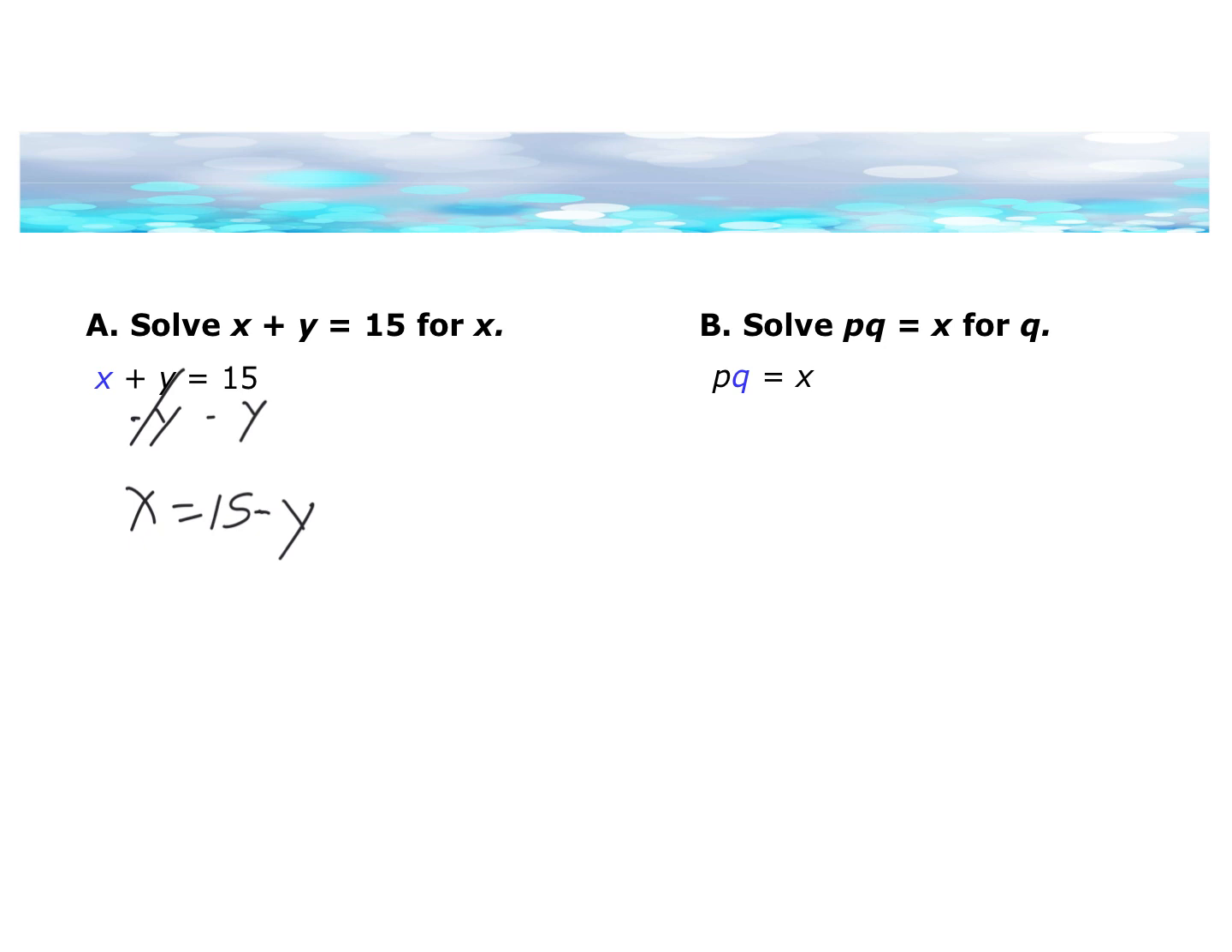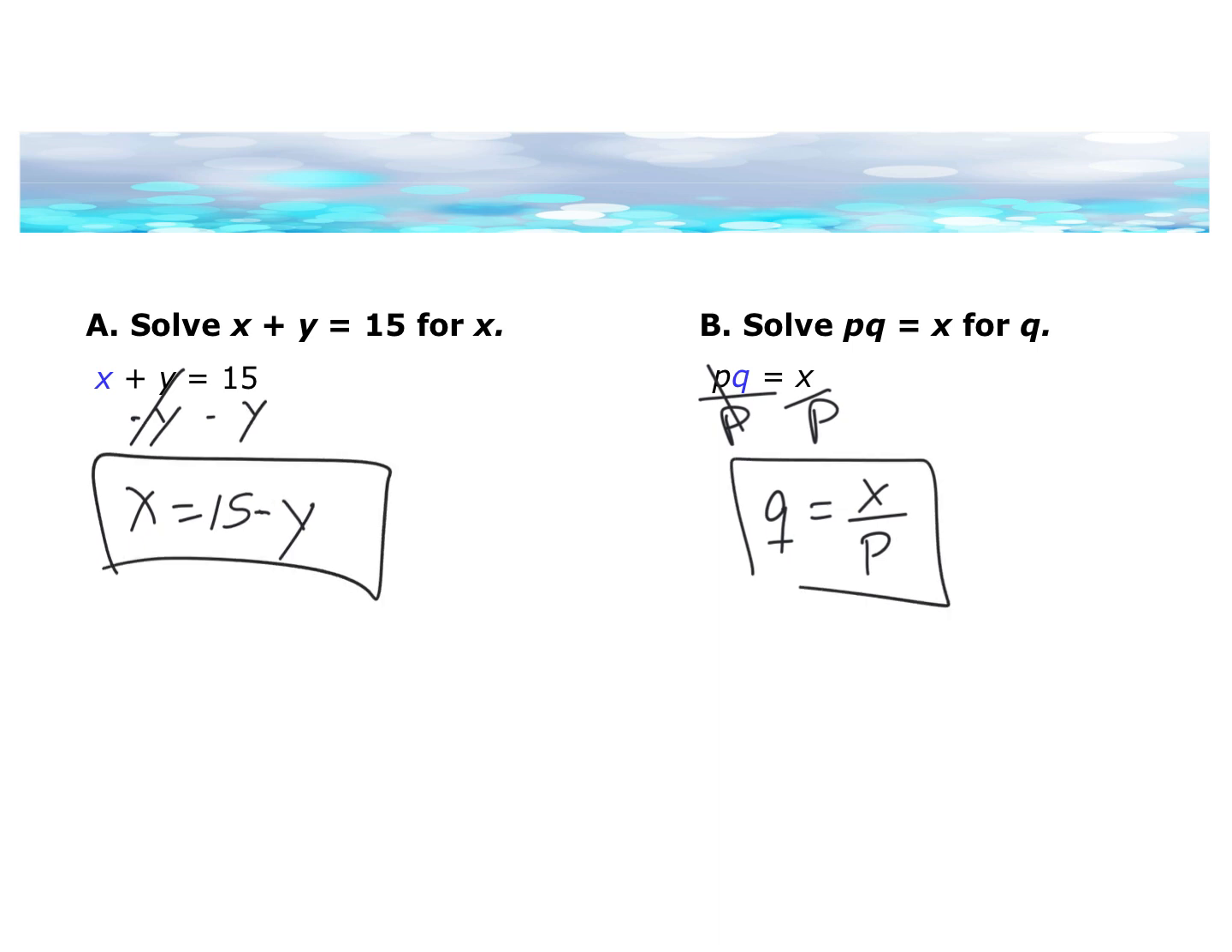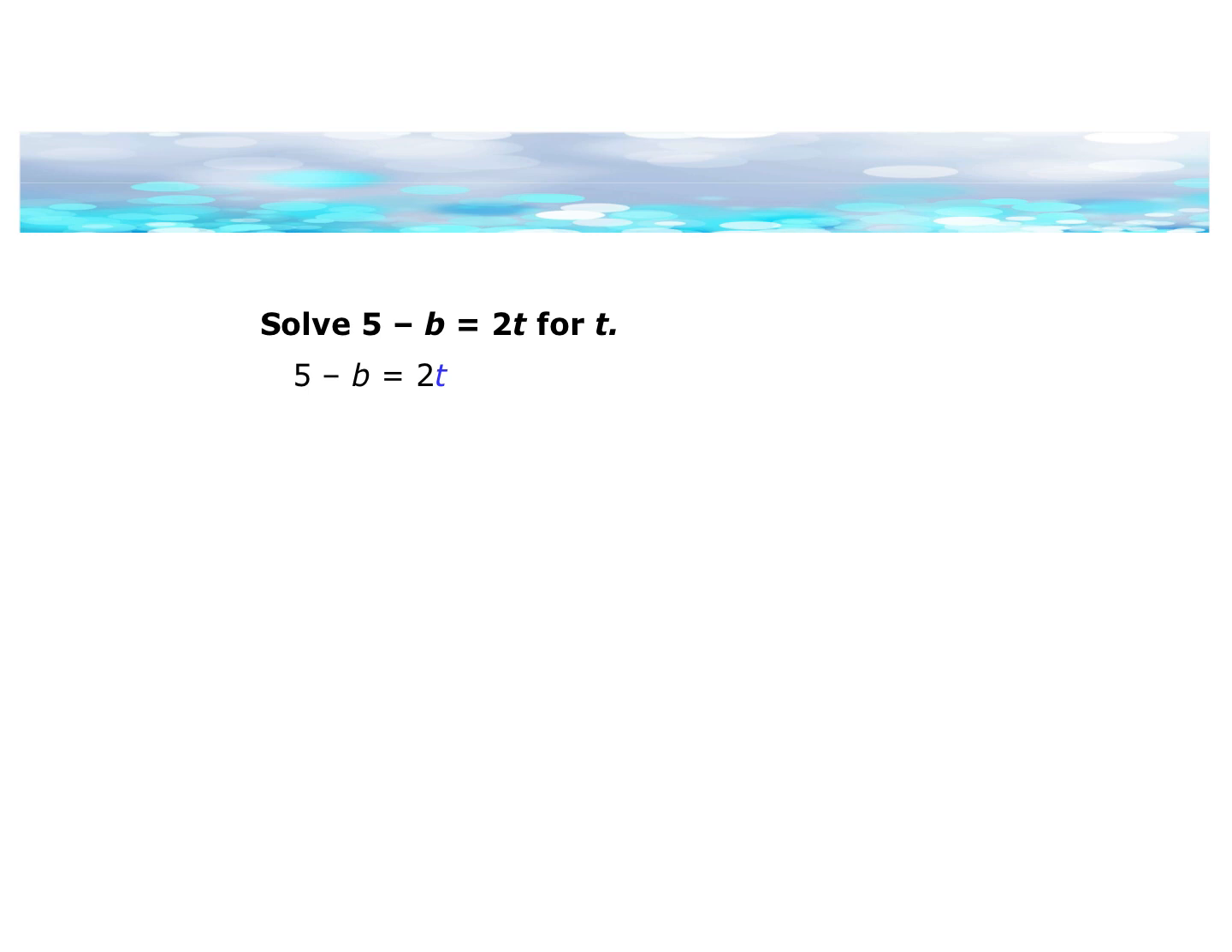Now for b, they want us to solve for q. Again, it's highlighted. Since p and q are being multiplied, I can just divide both sides by p, and that will cancel out, which will give me q is equal to x over p. And that will be your final answer. Because the q is alone, and we used the inverse operation of multiplication, we're able to say that q is equal to x over p. And that will be, again, the final answer for both of these equations. Take a second, please, to pause this video to solve this equation on your own.